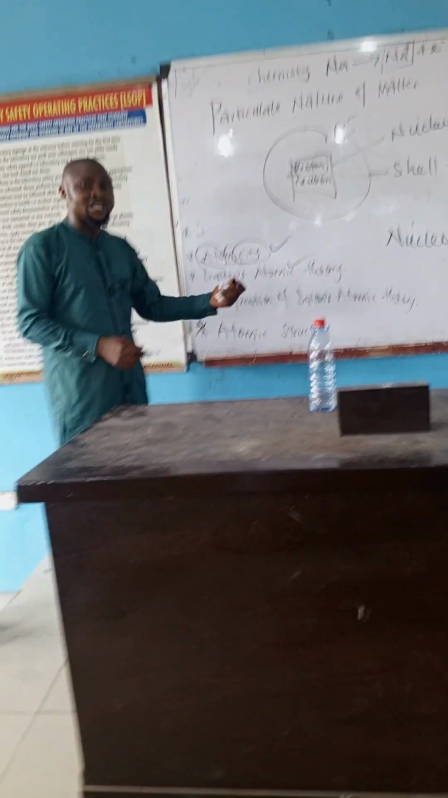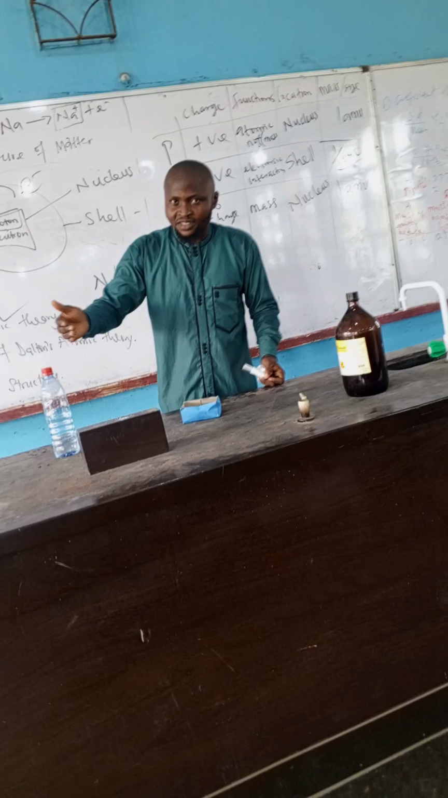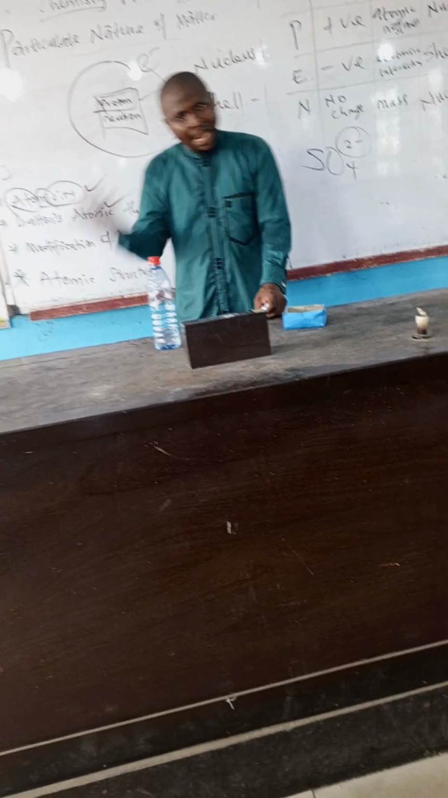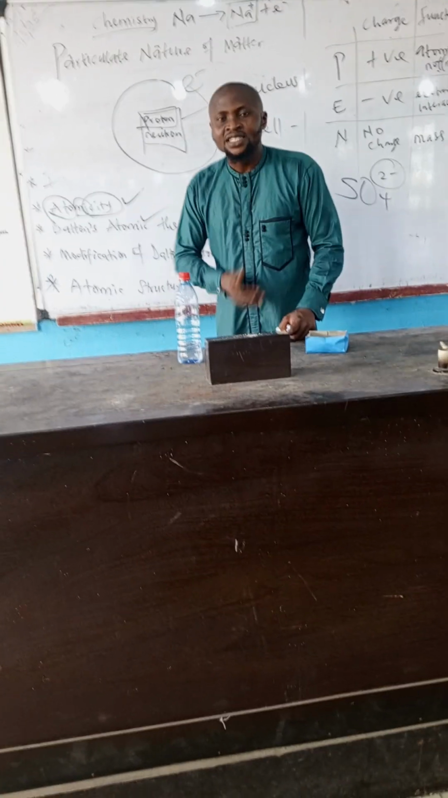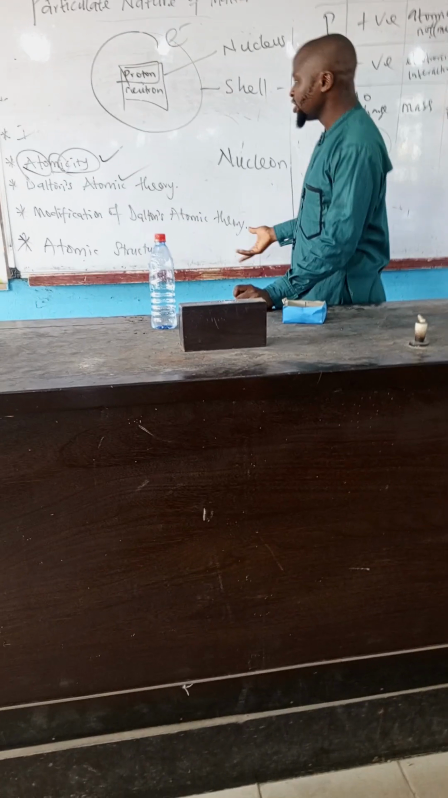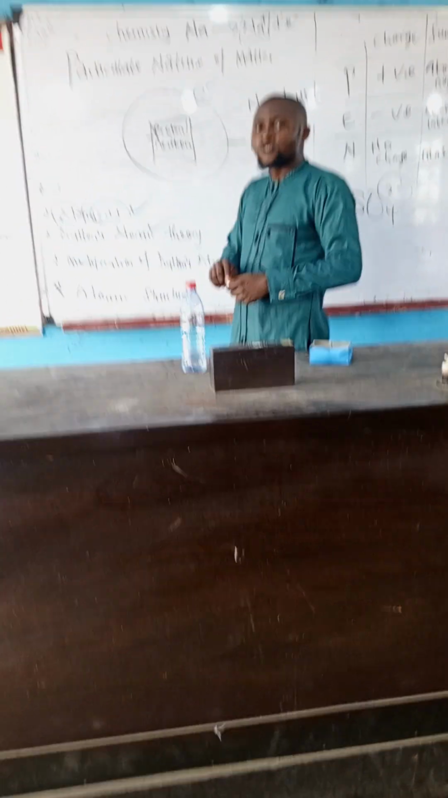Dalton's atomic theory. John Dalton sets the pace. So PACE: P, particles, A, alike, C, combined, CED, created nor destroyed. So the modification, and then atomic structure.